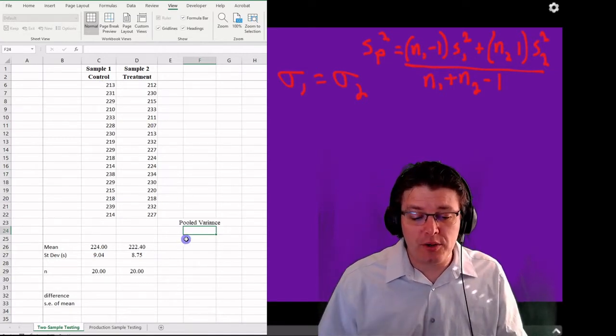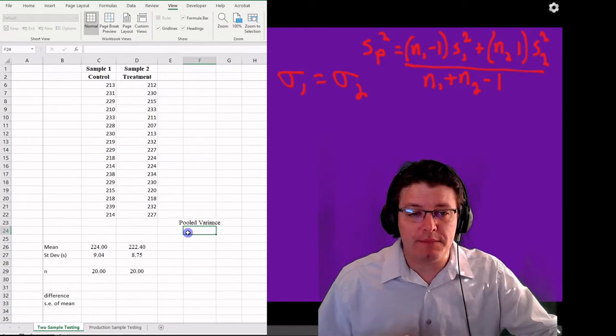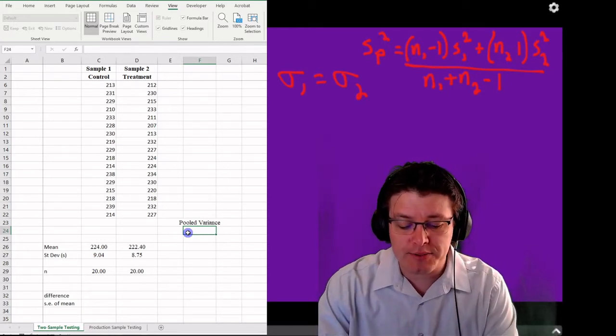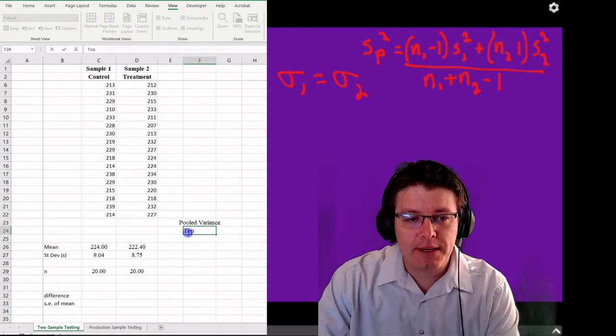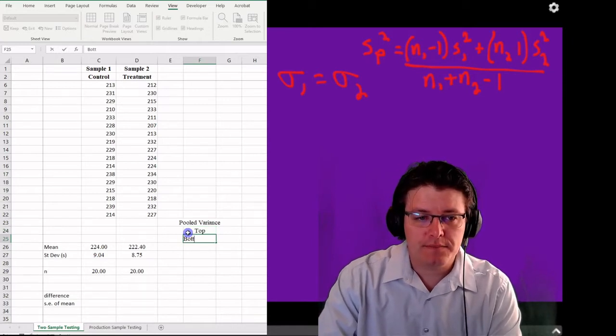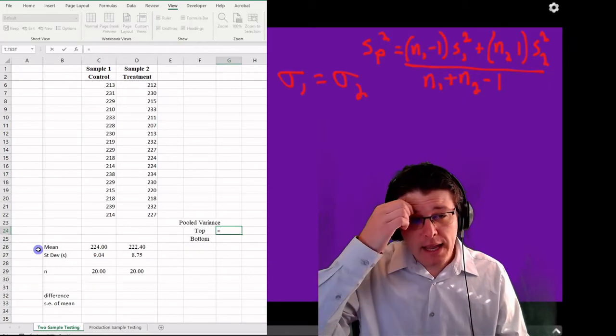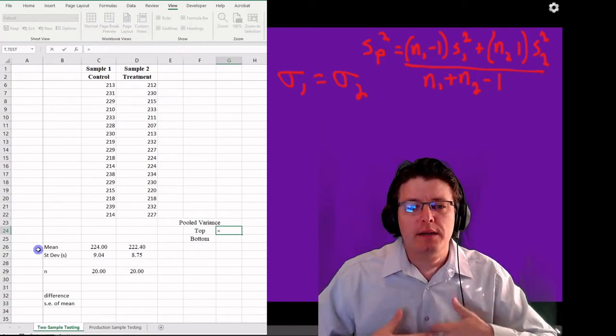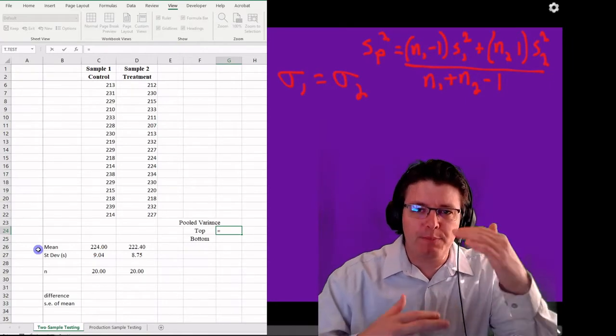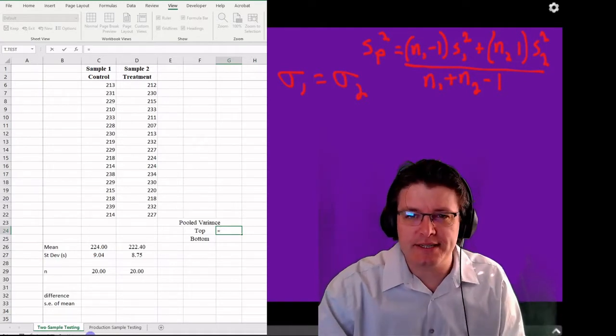What I'm actually going to do, and what I often do the first time that I'm typing something out in Excel, is I'll break this up. So I might do top and bottom, I guess we could call it numerator and denominator, and just build that formula, split it up so I don't have as many parentheses to contend with.